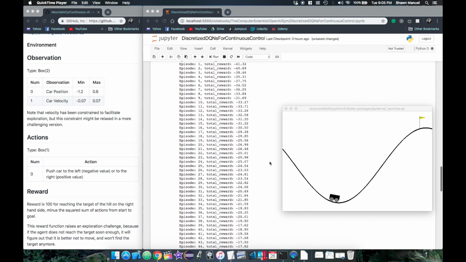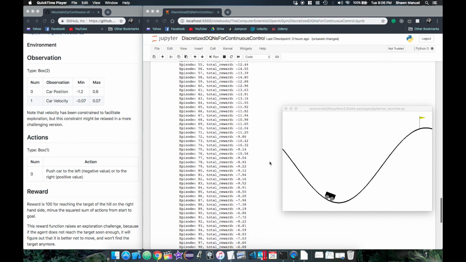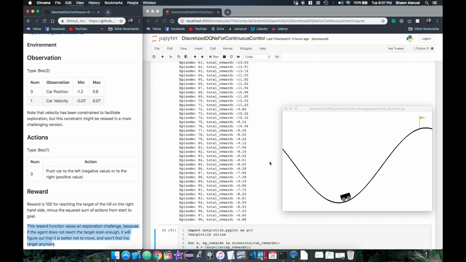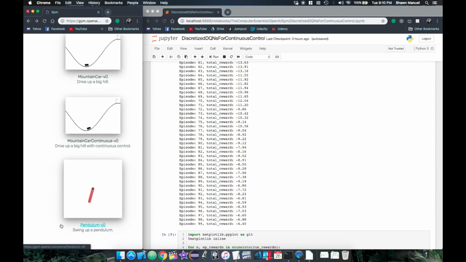So what happened here? Well, if you consider the reward function, it says it only gives the agent 100 reward if it reaches the top, but it also minuses the square of the sum of the actions taken. So that means if the agent doesn't reach the top soon enough, then it'll eventually learn to minimize losses by not moving at all. Okay, now what's next?